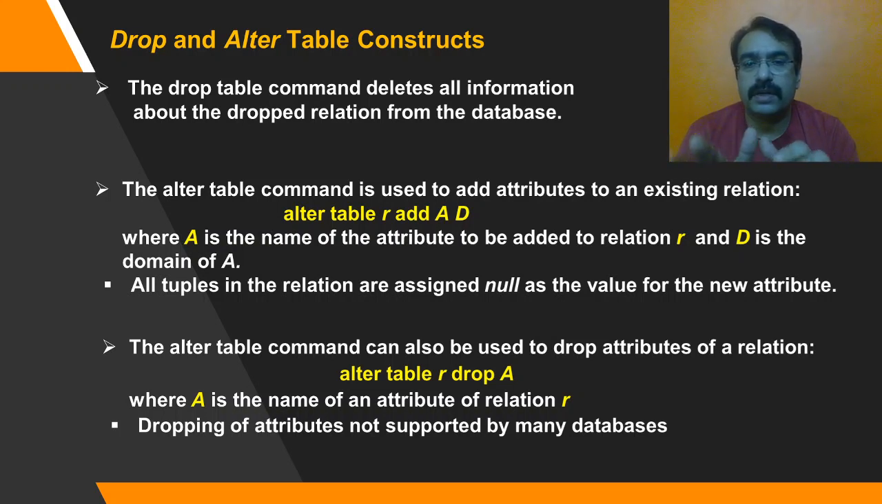Okay, so the alter table command is used to add attributes to the existing relation. In this way you can do that. So alter table R, add A comma D. In this case R is the relation in which you want to add the attribute, A is the name of the attribute which you want to add, and D is the domain type of that attribute which you want to add.